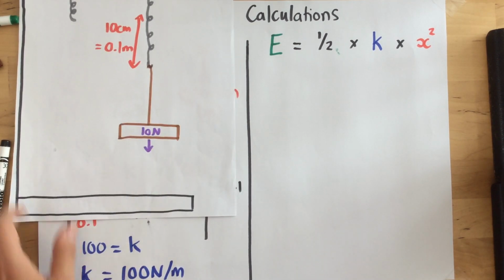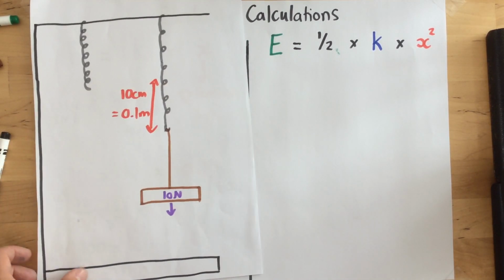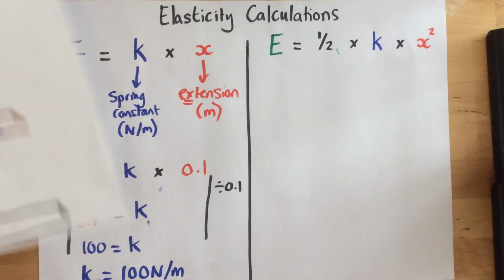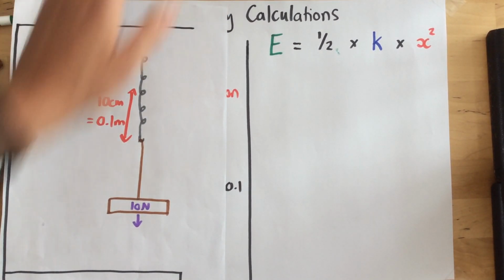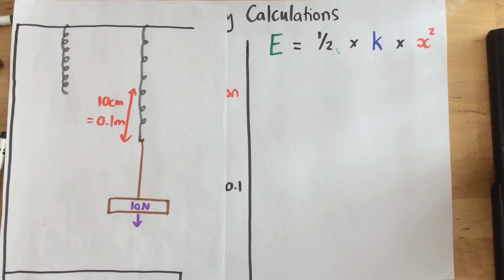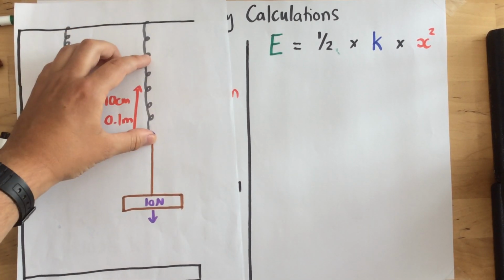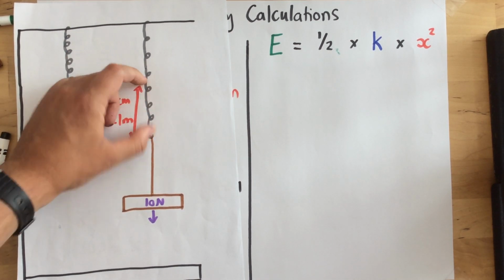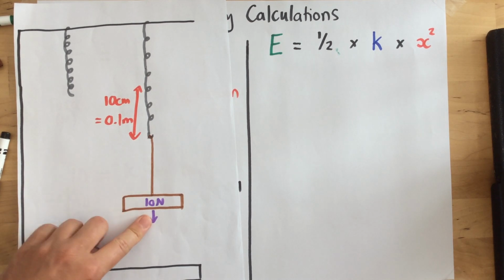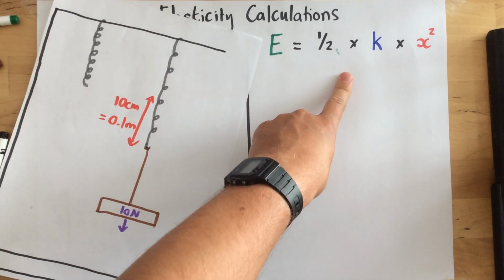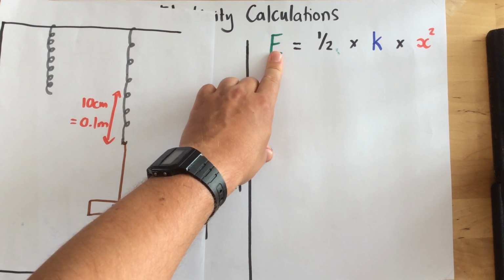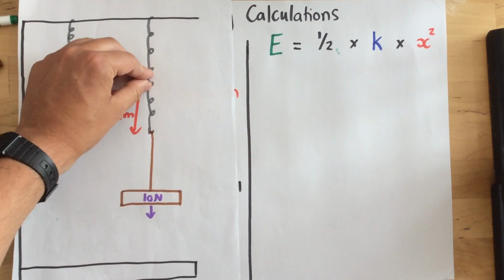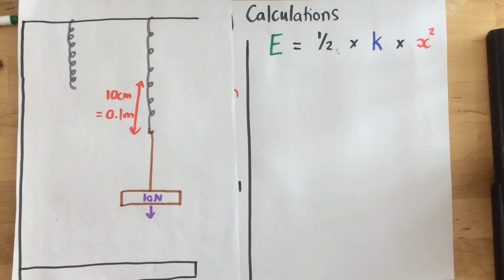Okay, so let's imagine we're looking at the exact same situation, but now we know the spring constant. We want to see the work done during this extension. Basically, if there's a linear relationship between our force and extension, we can apply this equation to find how much energy is transferred during this extension. So right now, we're trying to find how much energy is being transferred during this extension.